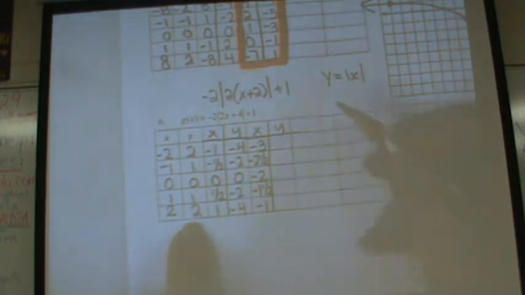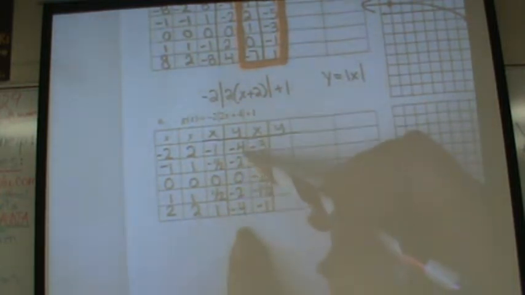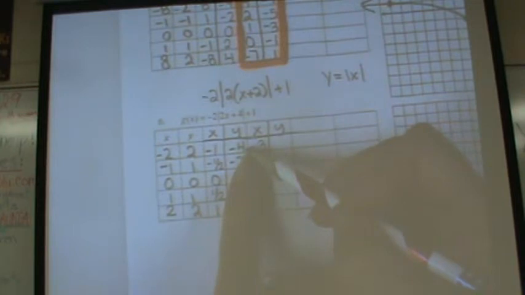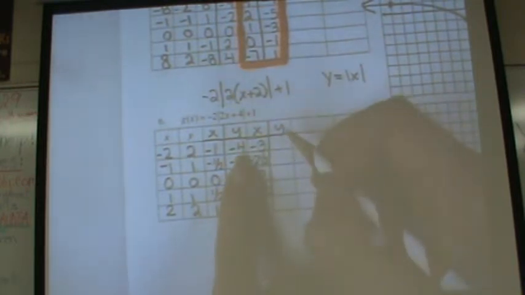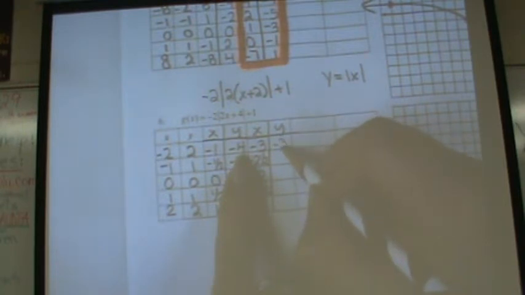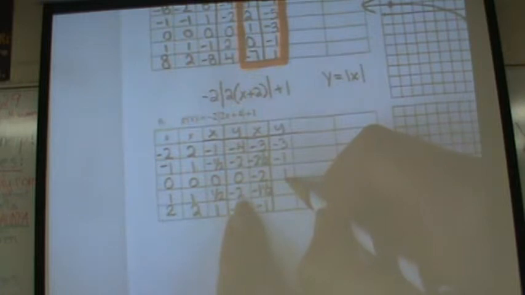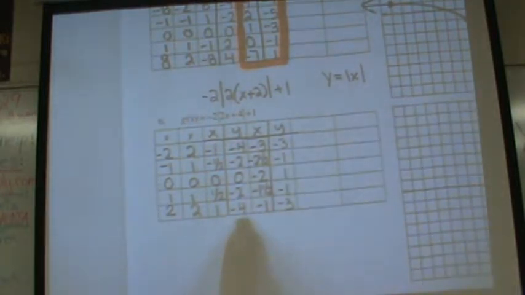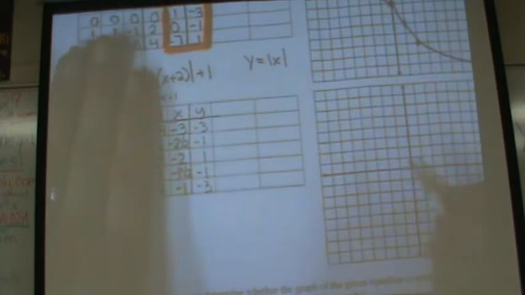And then the last thing, you're going to add 1 to your y values. If you added 1 here, you're shifting this up 1 unit, so you get -3. Shift it up 1, -1, add 1, add 1, and add 1. So, you are going to graph those points right there.